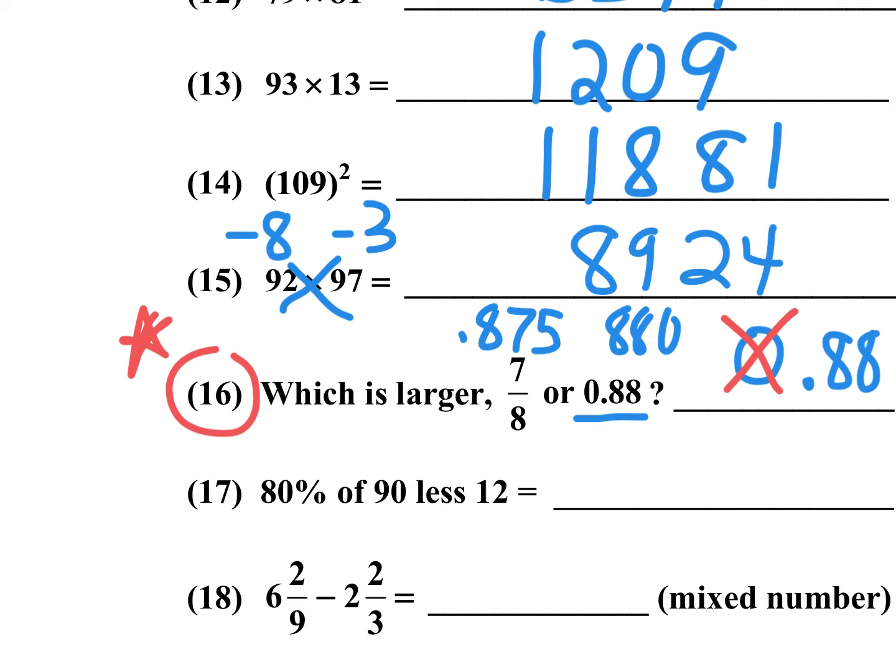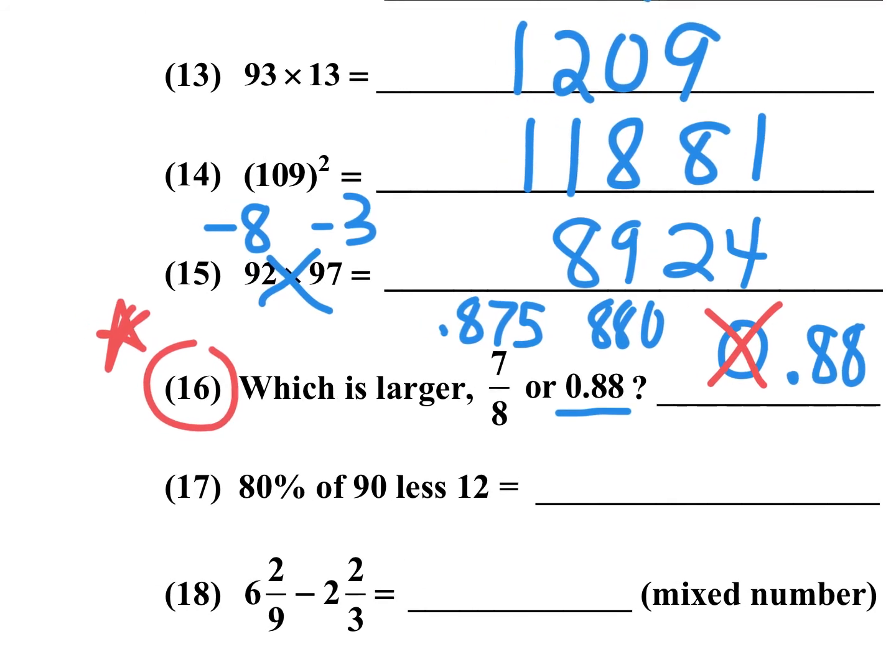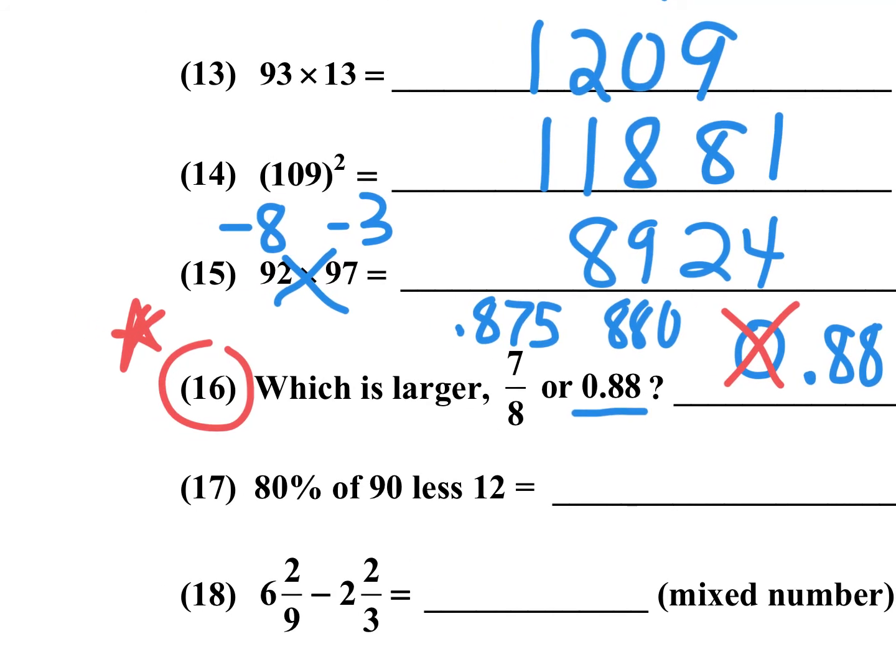Could it be written as a fraction? Yes, it could be. 88 over 100 is 22 over 25. So if somebody was to write 22 over 25, that would be counted correct. But why would you want to convert this to a fraction? Only if the answer blank said fraction. It doesn't say that. So 0.88 is what I would go with on this problem.